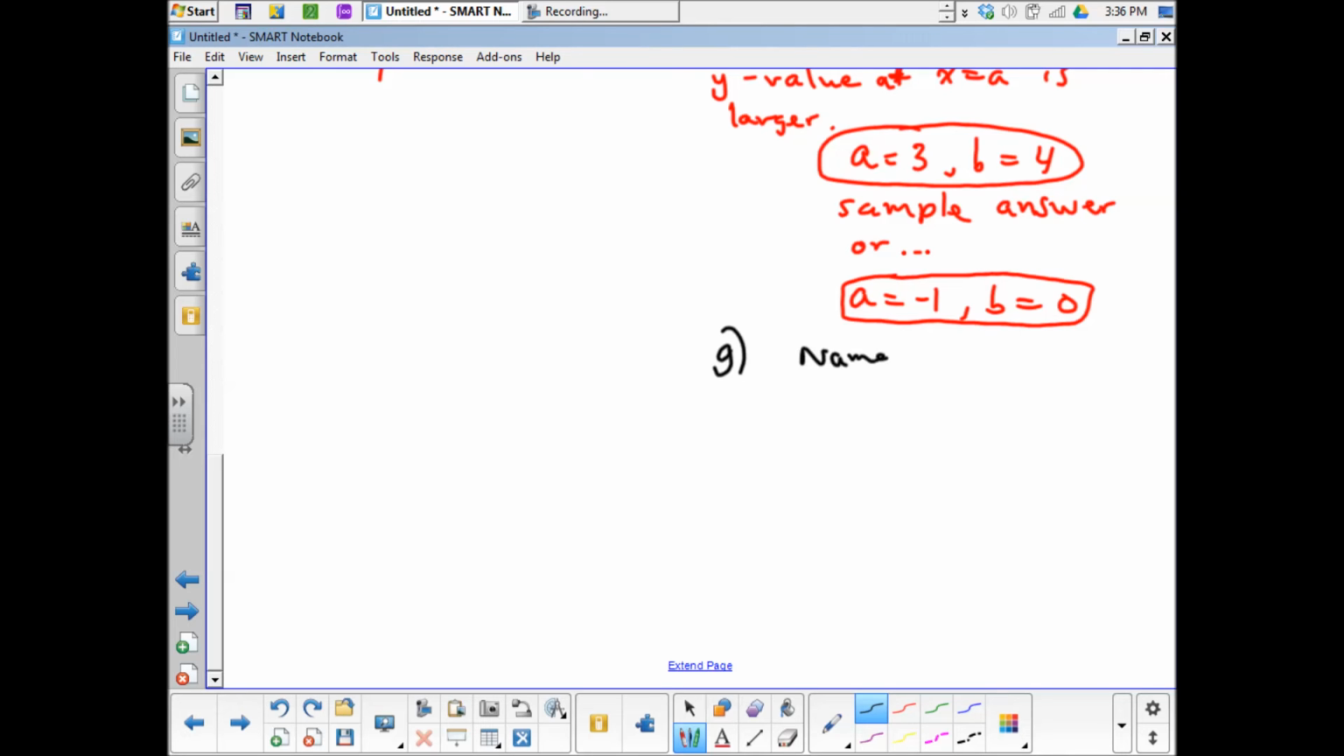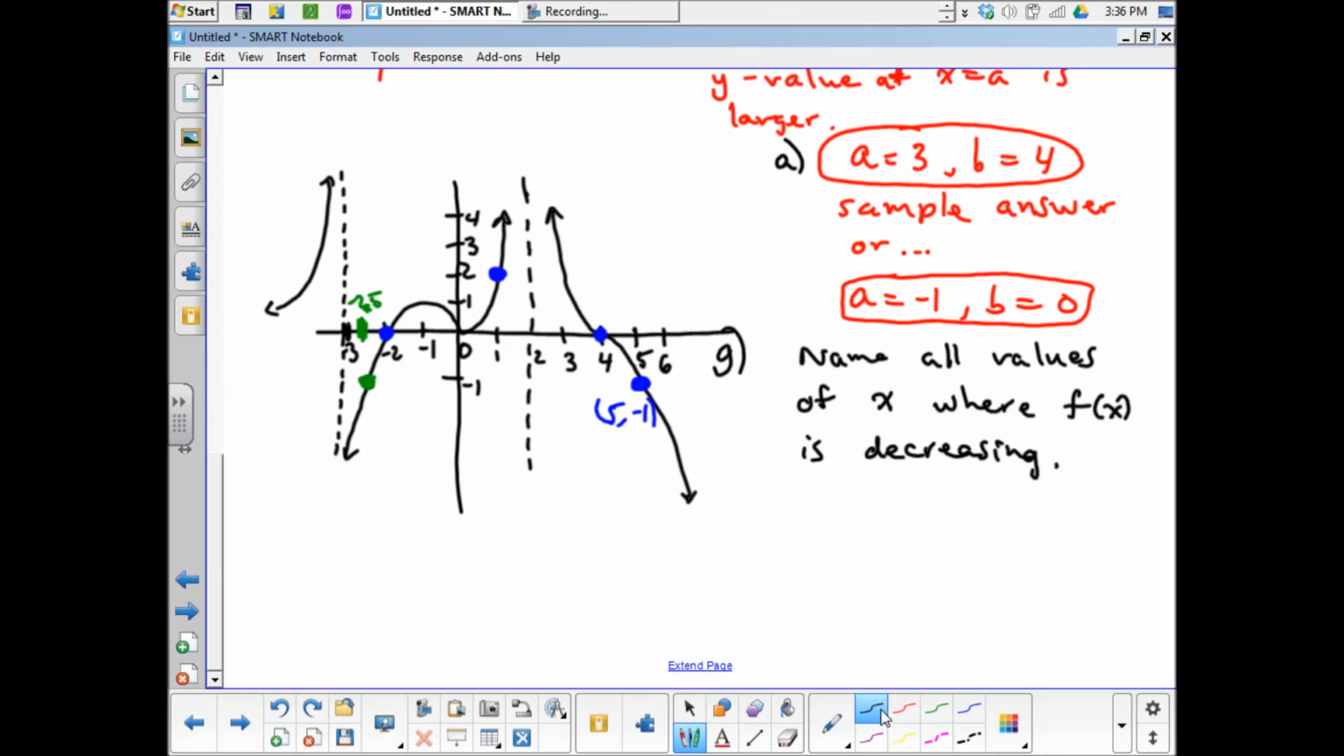Name all values of x where f of x is decreasing. Decreasing. Okay. Alright, so this is our graph, remember? I just copied it into here.